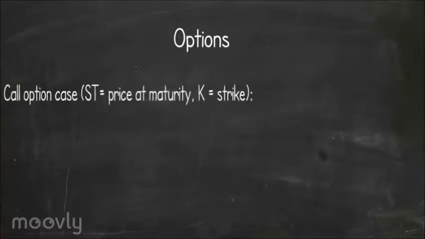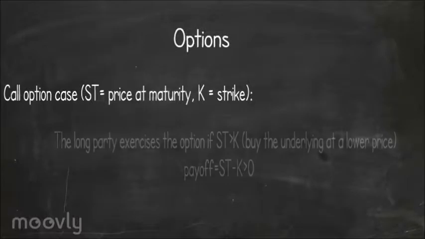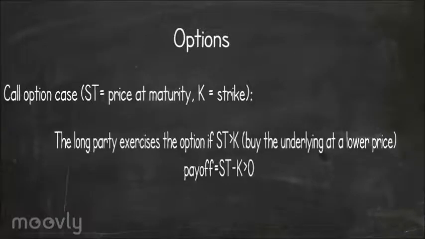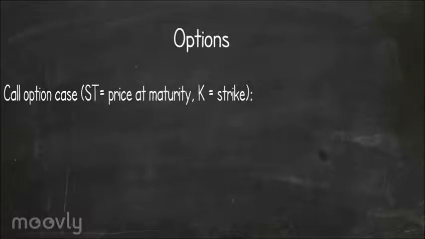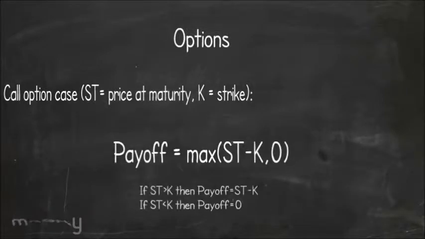Someone who is long a call and who is not stupid would exercise his option only if the underlying price at maturity is higher than the strike. Indeed, he could buy the underlying at the strike and sell it at a higher price, which would make him money. In that case, the payoff of the option is equal to ST minus K. On the other hand, the payoff of the call option when the price of the underlying at maturity is lower than the strike would be zero, as there is no exercise.